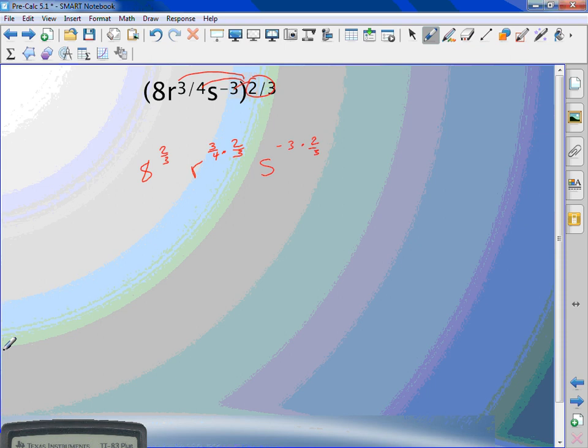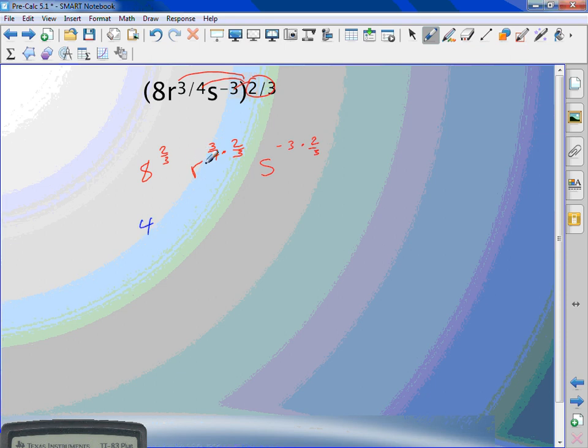Why multiply? It's only when you divide that you subtract. Eight to the 2/3. Let's see, 8 squared is 64. The cube root of 64 is 4. You can type it in the calculator, you'll get 4.